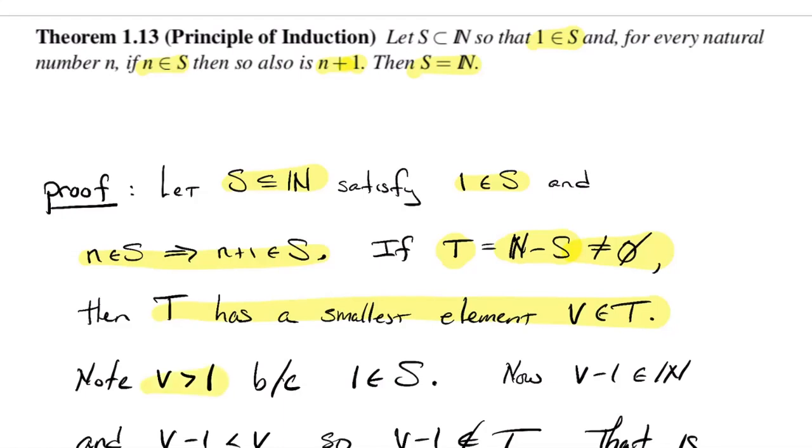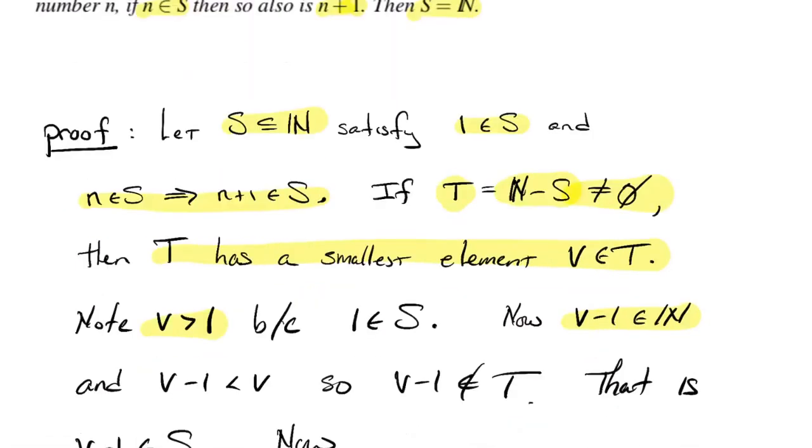That number V can't be 1, right? Because T is the complement of S, but we're saying that S contains 1. 1 cannot simultaneously be in S and its complement. So whatever this V is, it's at least 2. So why do I care about that? Well, I care about that so I can say that if you're a natural number that's at least 2, then V minus 1 is also a natural number, and V minus 1 is certainly strictly less than V.